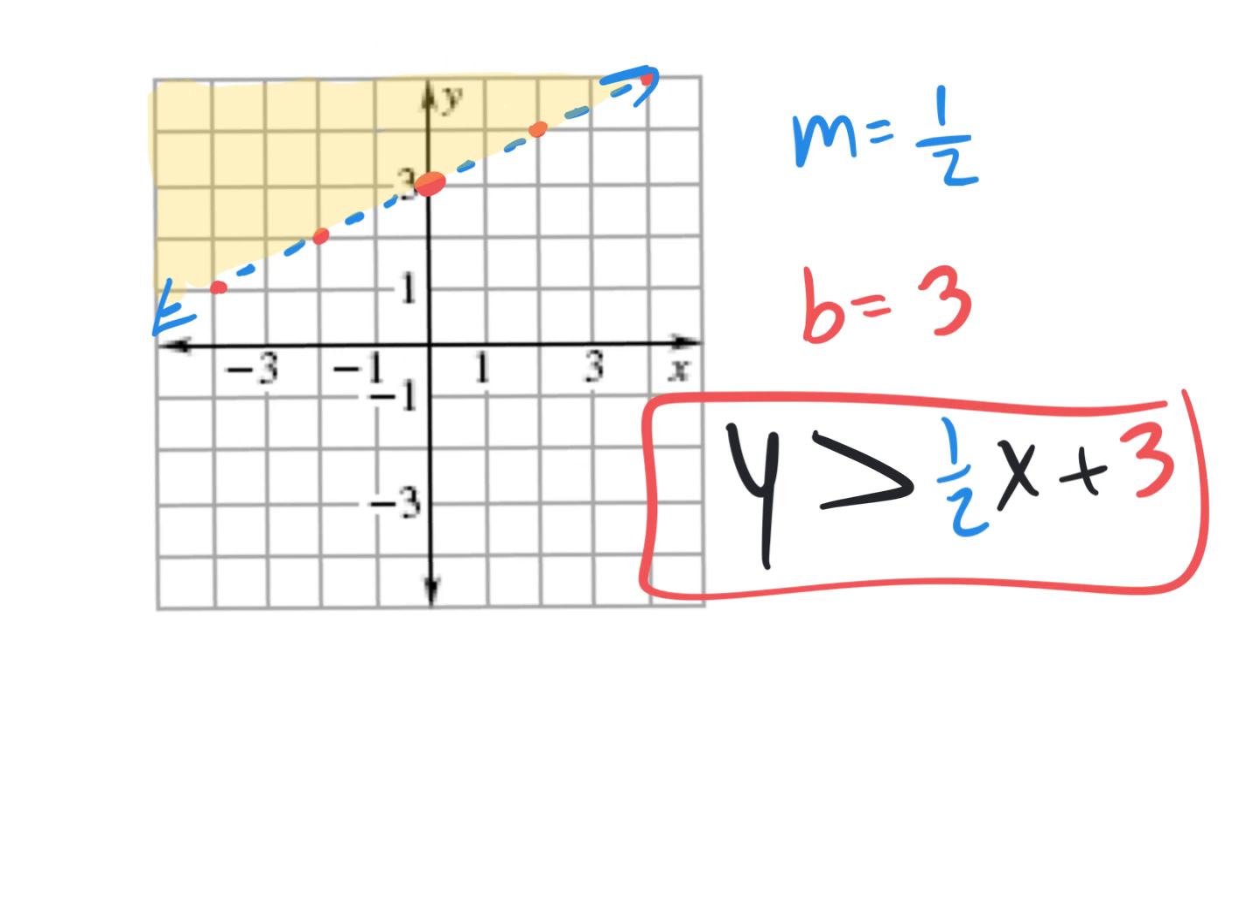When I give you a graph, find your m: how much do you rise, how much do you run? Find your b, where it crosses the y-axis. And then, is it shading above that line or below that line? If it's above, it's a greater than symbol. If it's below, it's a less than symbol. And then finally, is it solid? If it is solid, put a solid line underneath your inequality. If it's dotted, don't put a solid line underneath the inequality. It becomes really easy if you practice it a little.